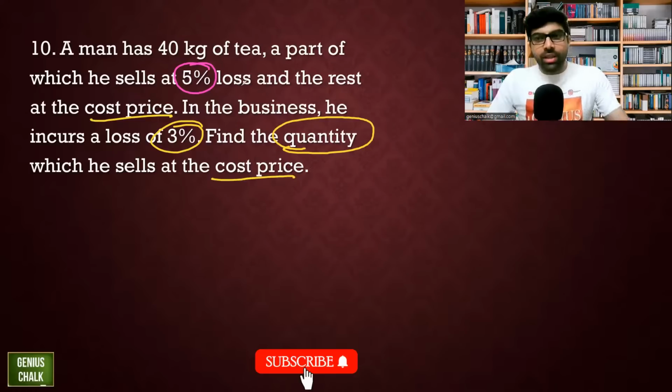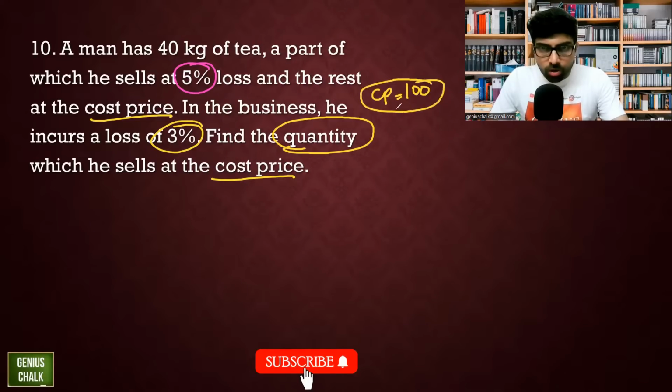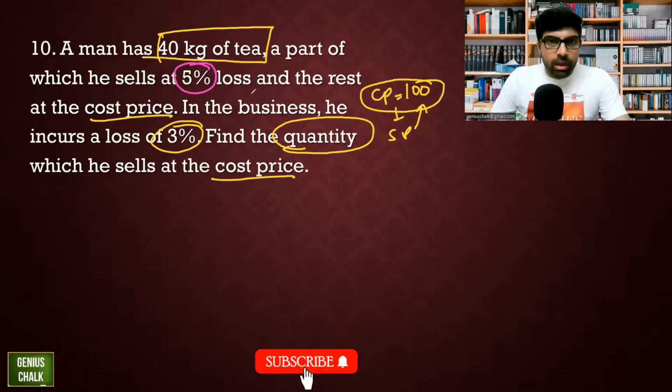So if you are selling something at cost price, that means suppose you have purchased something for 100 rupees and you are selling it also for the same cost price, that means selling price is also 100. So this is what we need to apply here. So total is 40 kg. Fine. Let's apply. Sells at 5% loss.